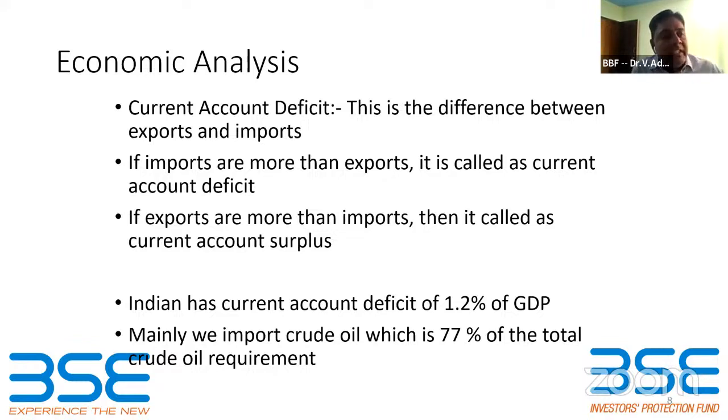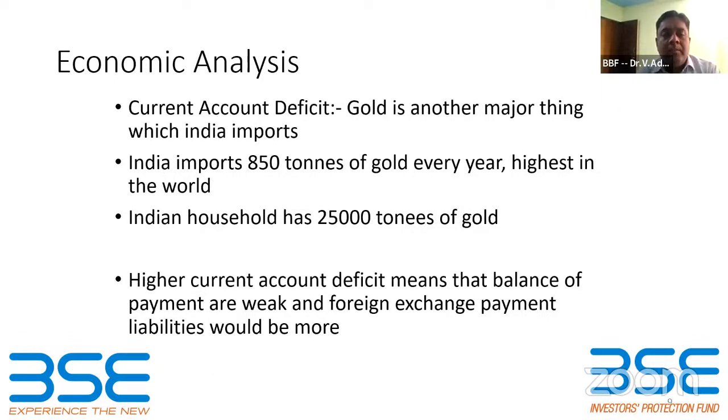We are aware, friends, that during the Russia-Ukraine war, crude oil had gone to $130 per barrel. Because of that, in India, petrol and diesel were above 100 rupees, and that put a lot of pressure on the economic scenario. Inflation had gone up, and because inflation went up, interest rates also went up, and that created huge pressure on the overall economic situation. Another important matter in the current account deficit is gold. We are consuming gold more than any other country. In fact, India is the second largest importer of gold in the world, and our households have 25,000 tons of gold.